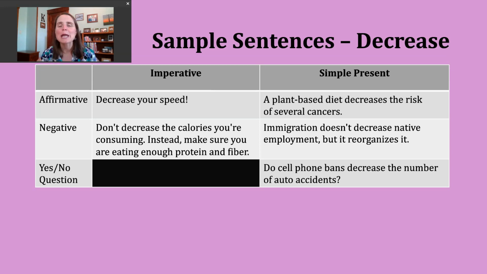Finally, let's look at making a yes or no question in the simple present. To do this, we start with do or does. Whichever form matches our subject, that subject comes next, then you're going to use the base verb. Again, I am not adding an S to the end of this verb when I'm making a yes or no question. The only time I'm adding an S to the end of the verb is in the affirmative when my subject is he, she, or it.